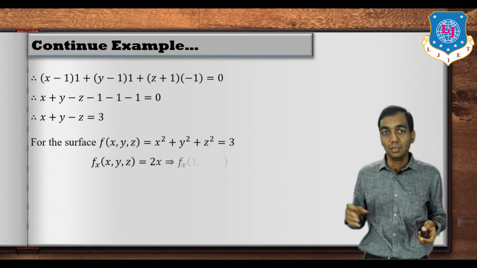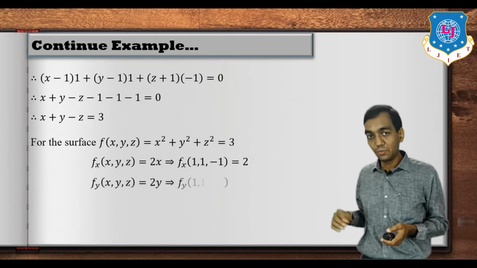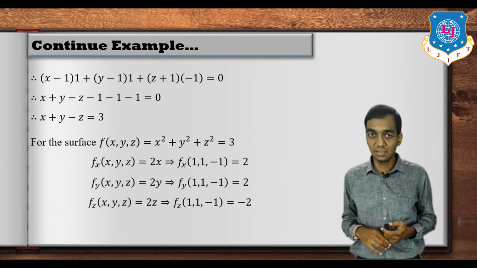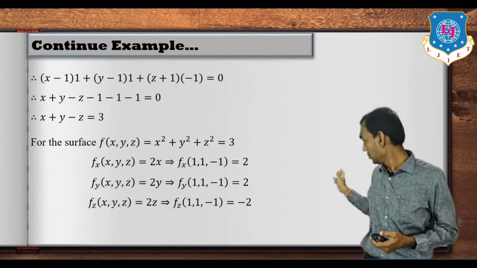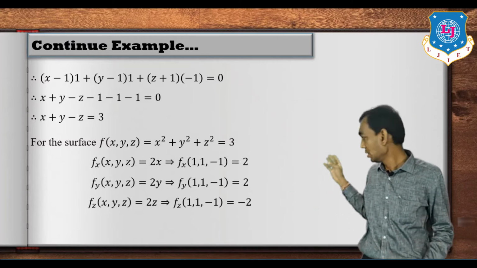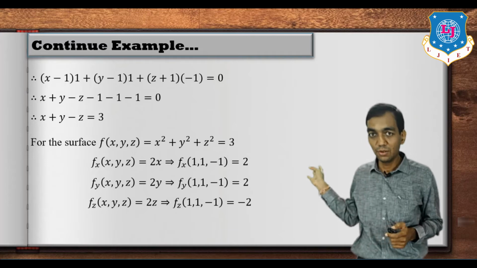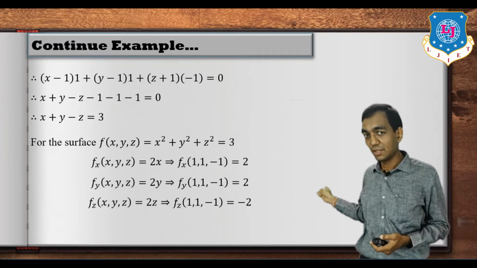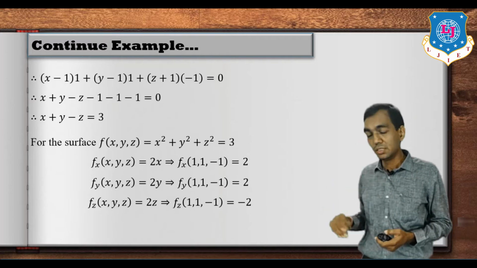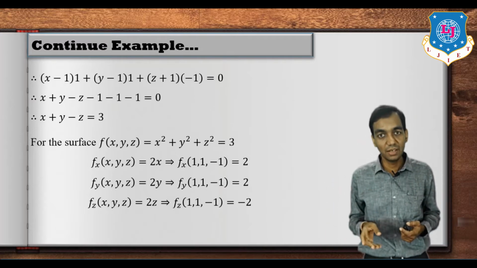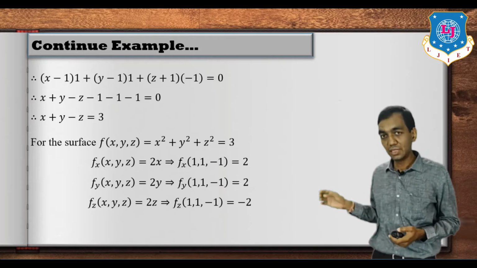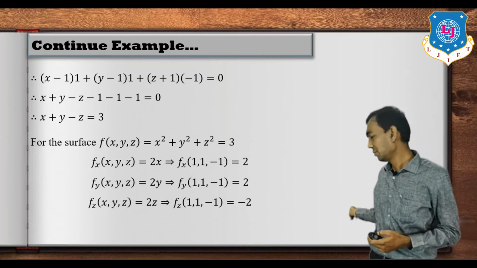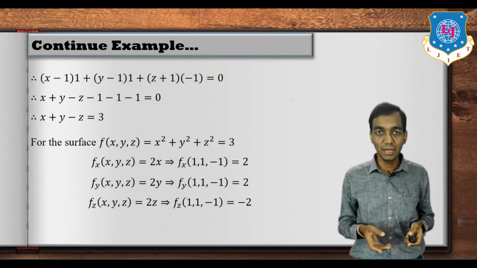In the same manner, for the second surface, let f = x² + y² + z² - 3. So fx will be 2x, and if you put in the point (1, 1, -1), then fx has a value 2. In the same manner fy has a value 2y, and if you substitute the point, then we will have fy as 2. In the same manner fz has a value 2z, and at the point (1, 1, -1), fz has a value -2.